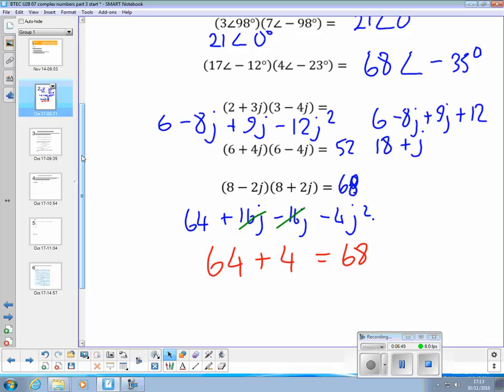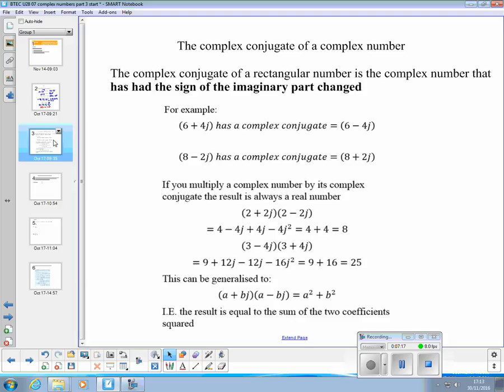Those last two had us losing the j term once we've multiplied them out. There's a special name for that technique, and it's useful when we want to divide two complex numbers. It helps us to simplify and actually do that arithmetic. So, moving on to formalise that. The complex conjugate of a complex number.